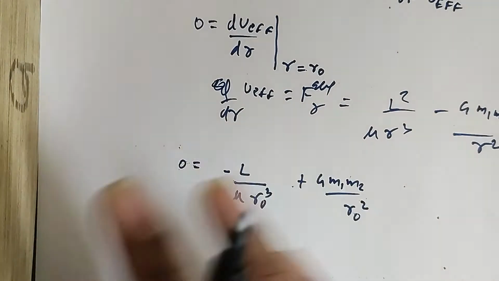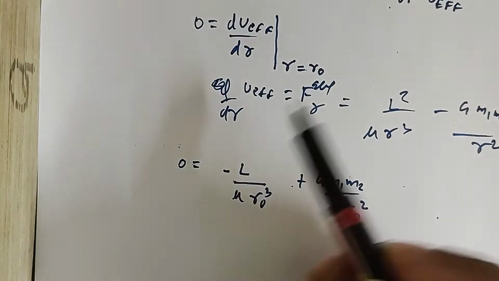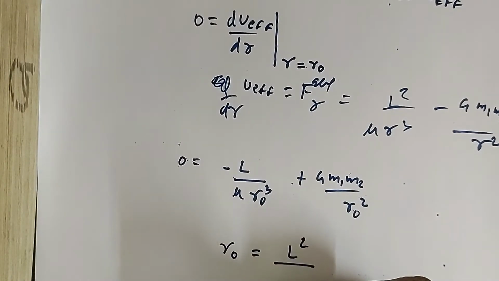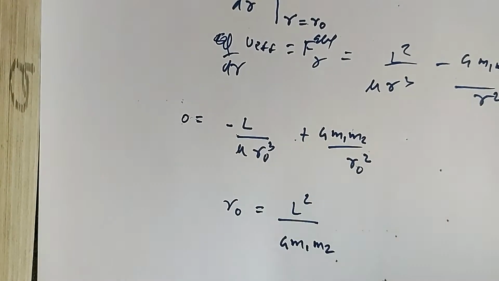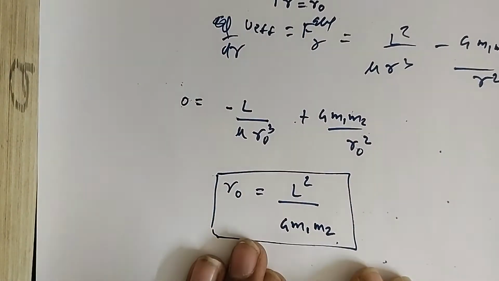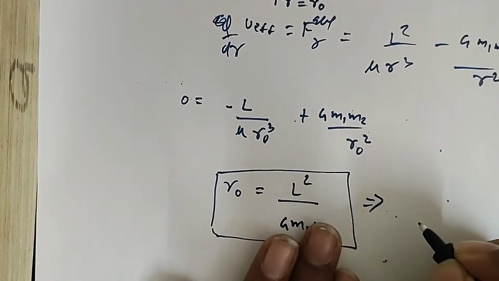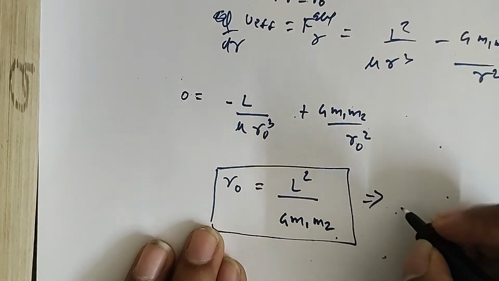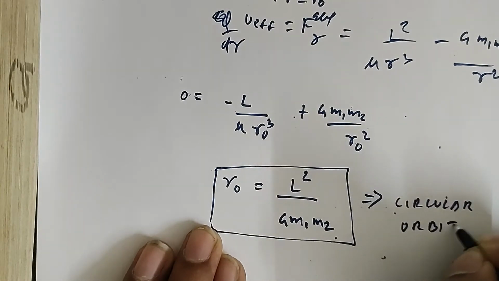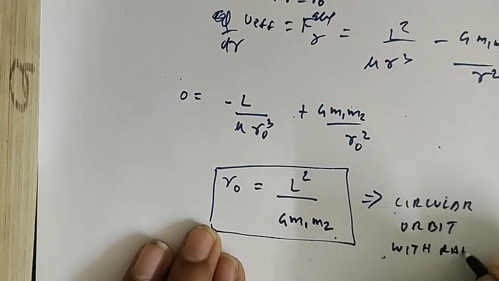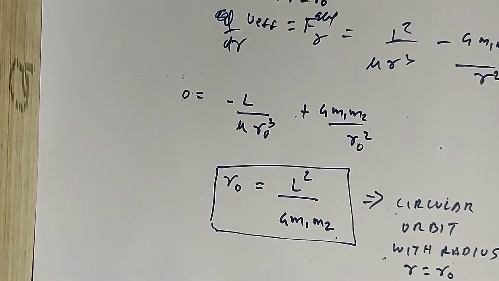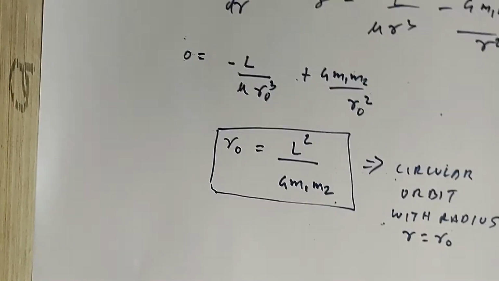Okay, I just changed the sign. It's not a big deal. So it is equal to 0 here. Right, we got r naught equal to L square upon G m1 m2. This particular equation gives me a circular orbit with radius r equal to r naught. That's exactly what we saw a couple of lectures ago.